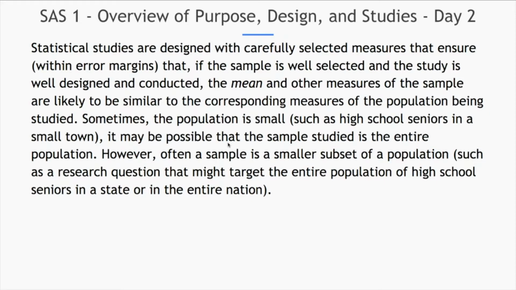We're going to miss a school somewhere, or we're going to miss a kid that's absent one day, or something's going to happen, and we're just not going to get an entire population. So we always go with samples so that we can come up with some kind of statistical measure that gives us a good generalization from the sample that helps us generalize to the population.